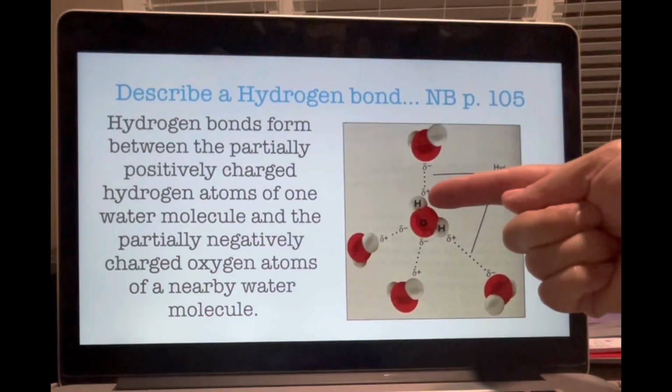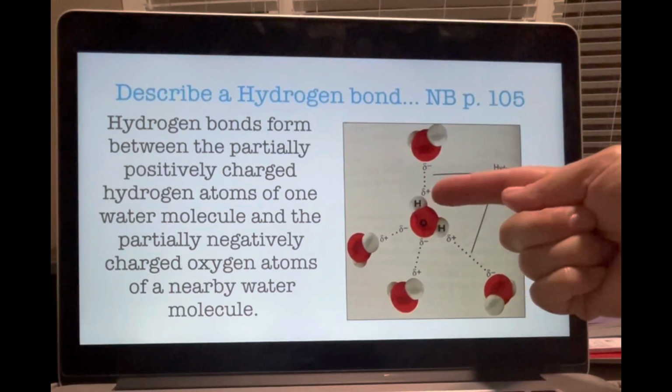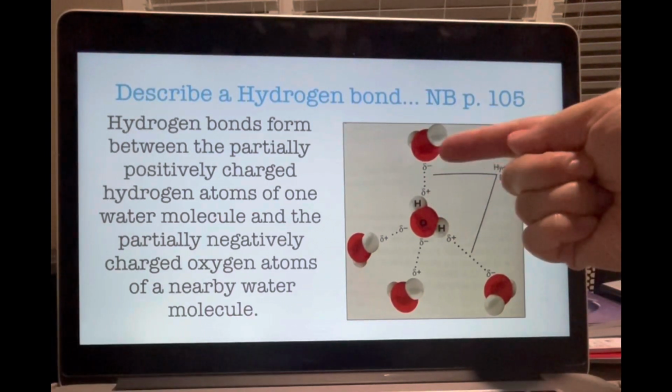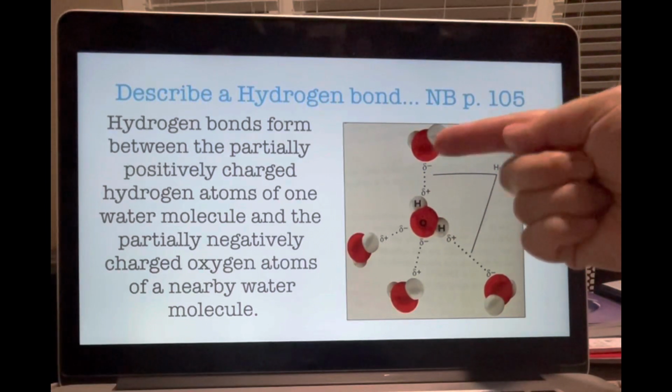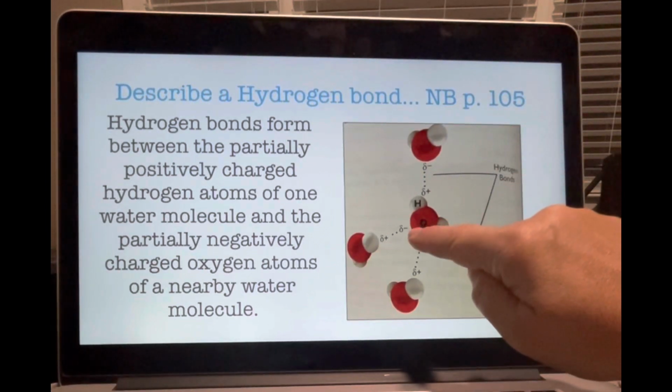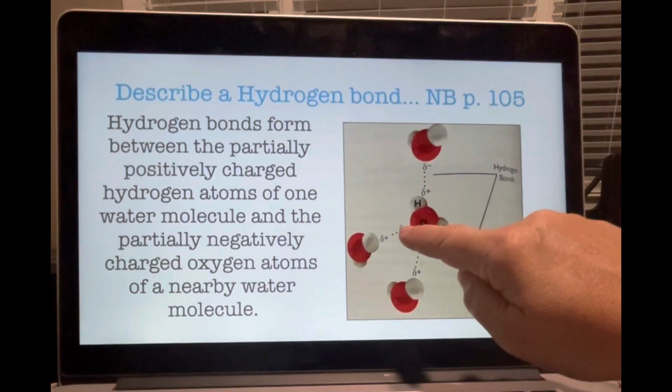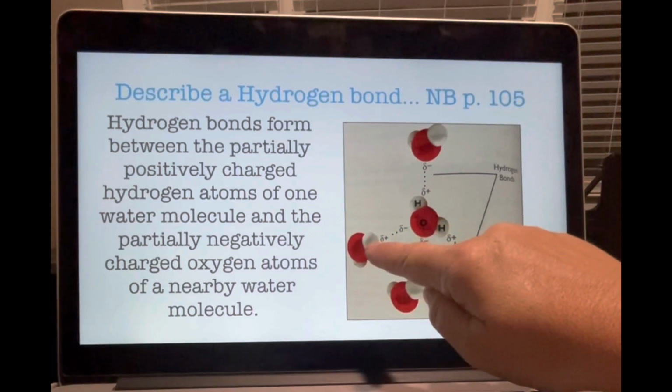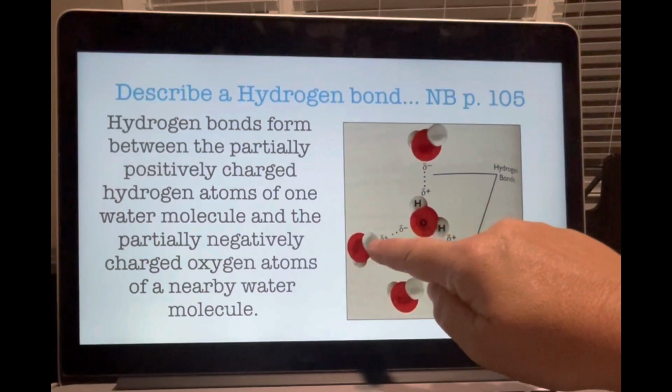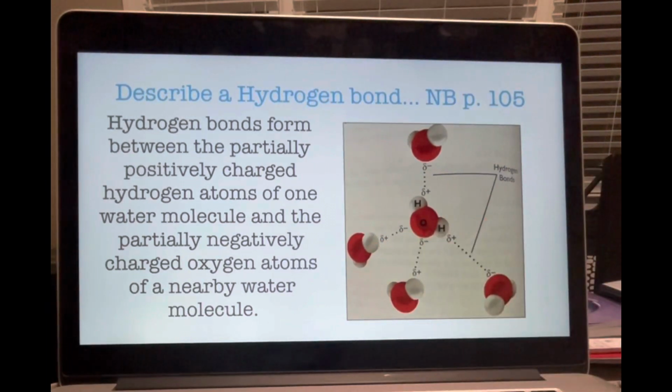Here's a partially charged hydrogen. You can see it says it's partially charged, positively charged. It is attracted to the partially negative charged oxygen. And again here, we have this oxygen, which is partially negatively charged. It is attracted to this hydrogen, which is partially positive charged. This force of attraction is called a hydrogen bond. Now, we should have seen this when we did the experiment 4.1.